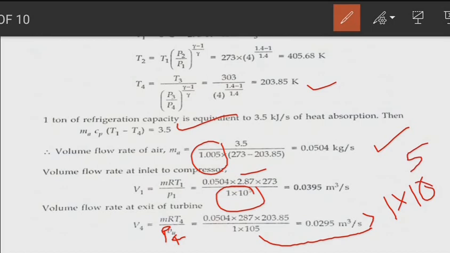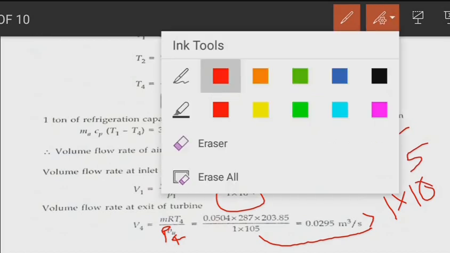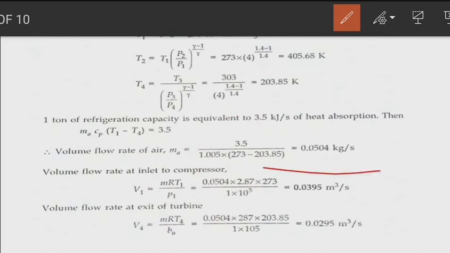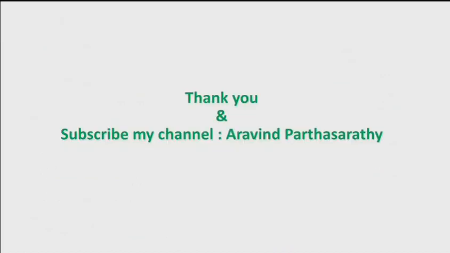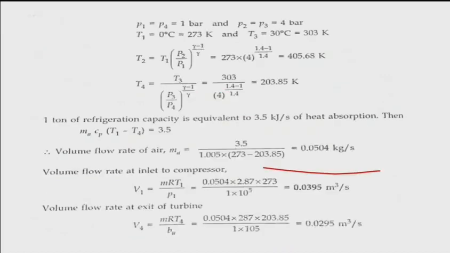ഓക്കെ, എയർ ഫ്ലോൻ്റെ കേസ്. ഇത്രയും നമ്മൾ കണ്ടുപിടിച്ചു. നമുക്ക് പ്രഷർ തന്നിട്ടുണ്ട്. അതുപോലെ ടെമ്പറേച്ചറിൽ T1ഉം T3ഉം ആണ് തന്നിരുന്നത്. ഇതിൽ നിന്ന് നമ്മൾ T2, T4 കണ്ടുപിടിച്ചു. അതുപോലെ കംപ്രസറിലെയും ടർബൈനിലെയും വോളിയം ഫ്ലോ. കംപ്രസറിൻ്റെ ഇൻലെറ്റും ടർബൈൻ്റെ എക്സിറ്റുമാണ് ചോദിച്ചിരുന്നത്. സോ V1ഉം V4ഉം കണ്ടുപിടിച്ചു.